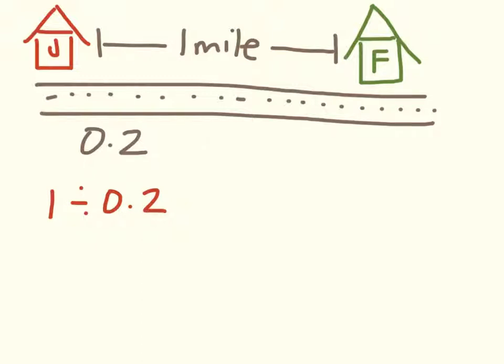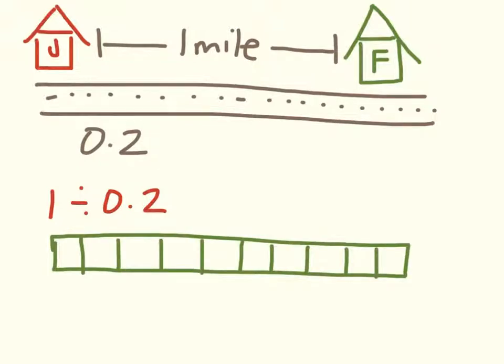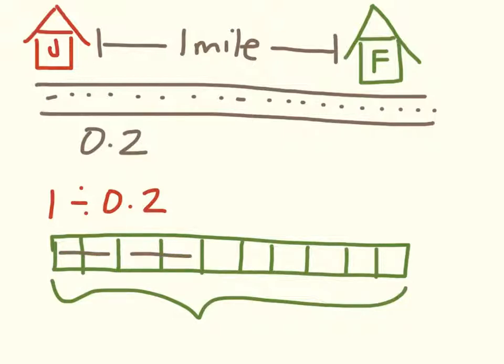Method 1 asks us to draw a bar model. So here I've drawn a bar model representing 1 mile divided into 1/10 intervals. So how many times can I fit 2/10 of a mile into this? Well, 1, 2, 3, 4, and 5. So 1 divided by 2/10 equals 5. We can put 2/10 into 1 5 times. We can also solve this by using a mathematical method.